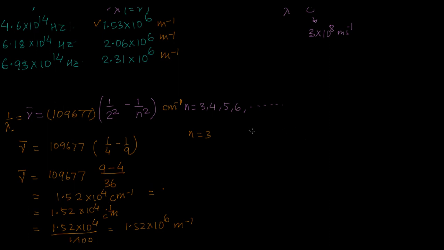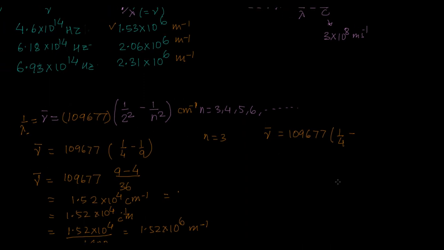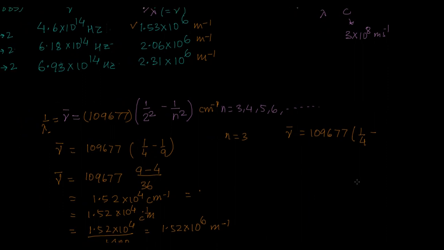So what will be nu bar? That is equal to 1.09677, 1 upon 4. This was for the transition from the third to second. This corresponds to this. So this corresponded, we saw, for the third to second transition.